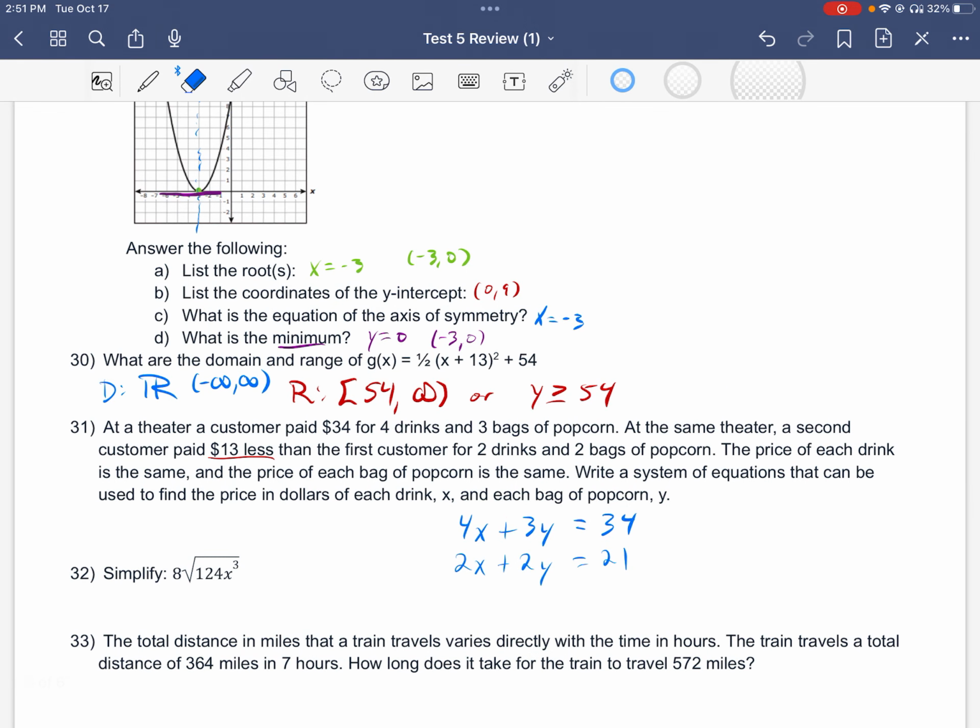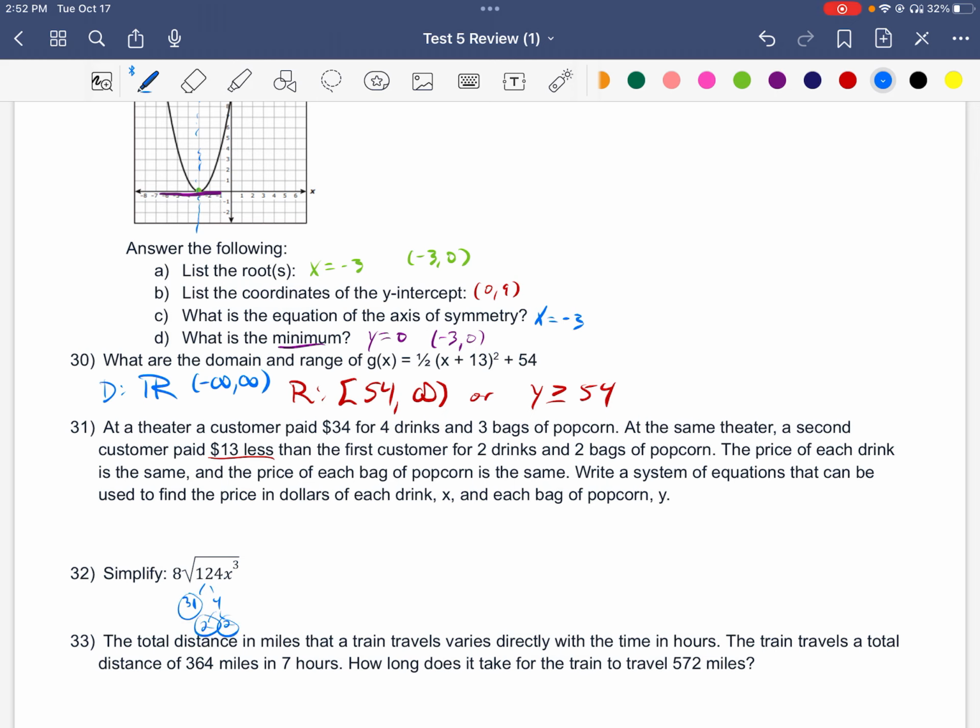All right, the 8 times the square root of 124x to the third. Let's do that. Your calculators should do this, but I'm going to go ahead and just break this down. So doing it this way, 124 we could break down as 31 times 4. Then 31 is prime. I'm just making sure it's prime in my head. Yeah. All right. So that's prime.